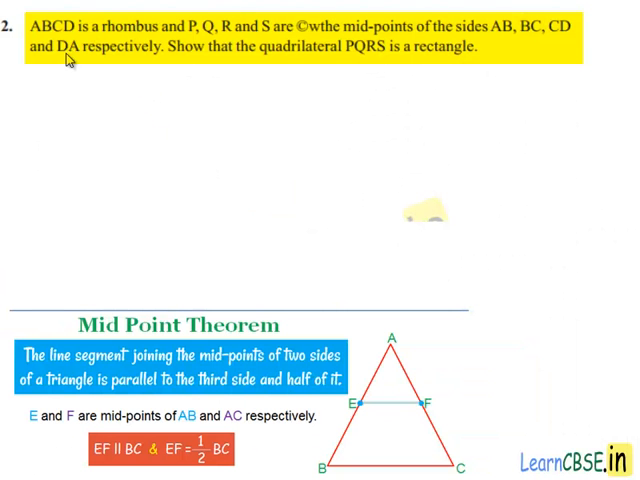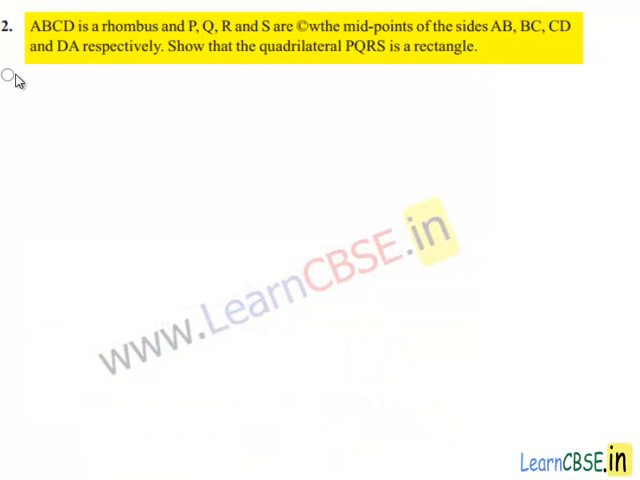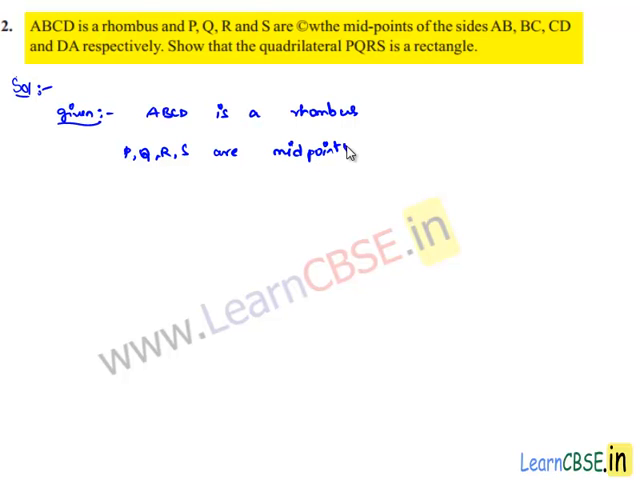Moving on to the second question. ABCD is a rhombus and P, Q, R, S are the midpoints of the sides AB, BC, CD and DA respectively. Show that quadrilateral PQRS is a rectangle. Now moving on to solution. Given that ABCD is a rhombus in which P, Q, R, S are midpoints of sides AB, BC, CD and DA respectively.